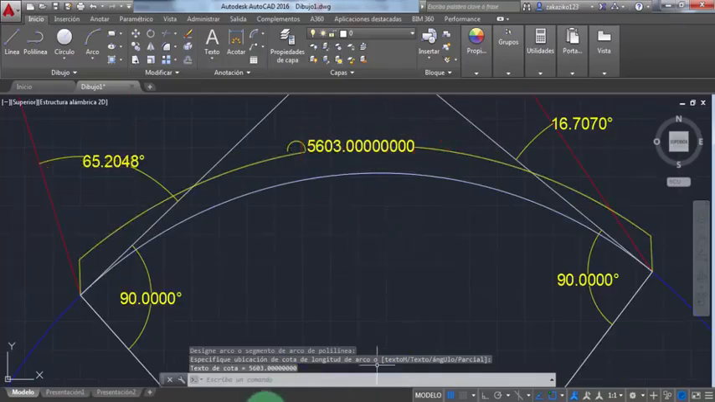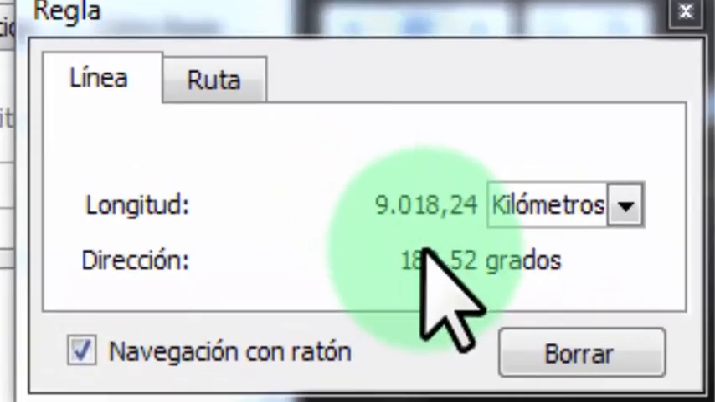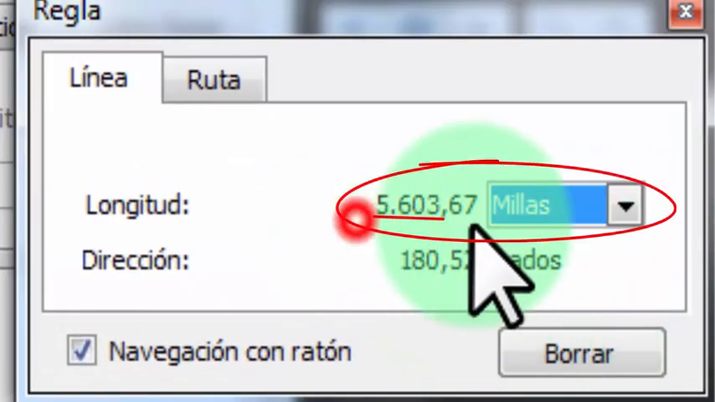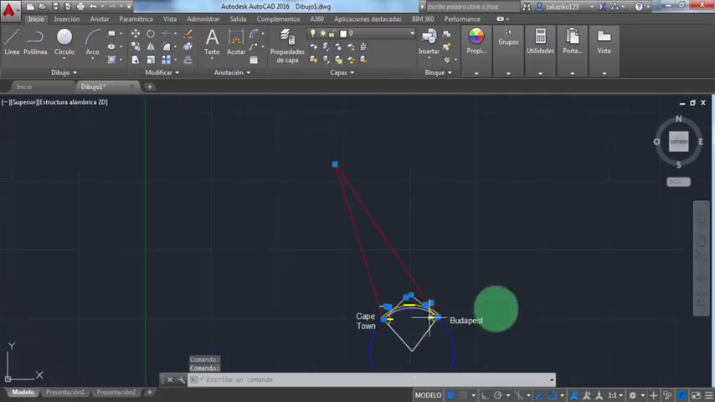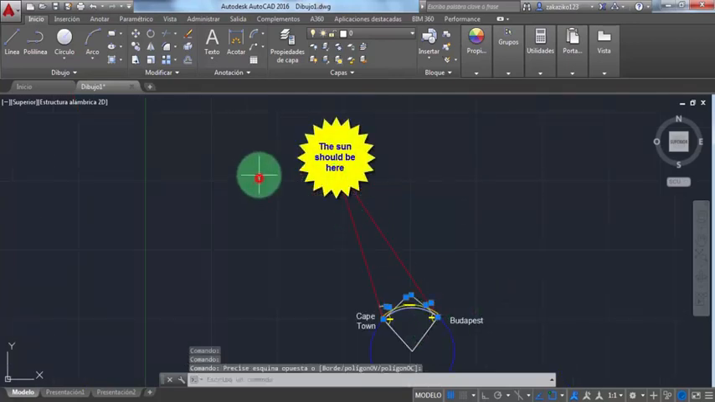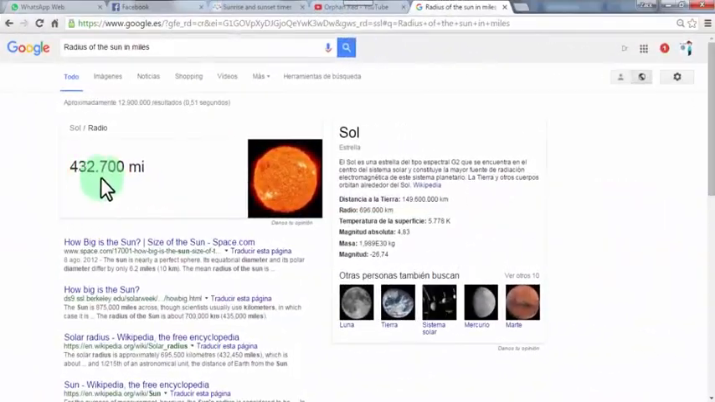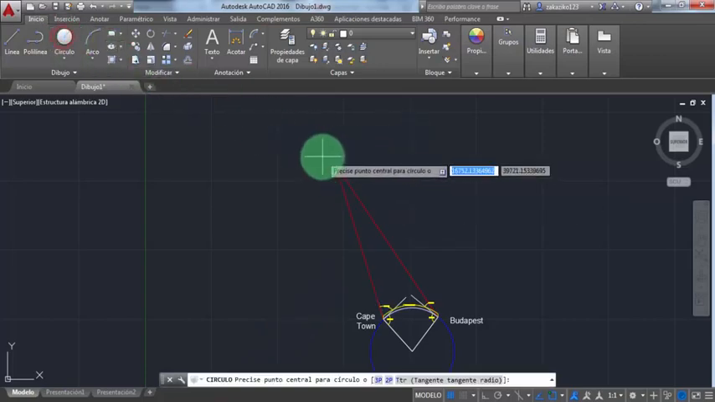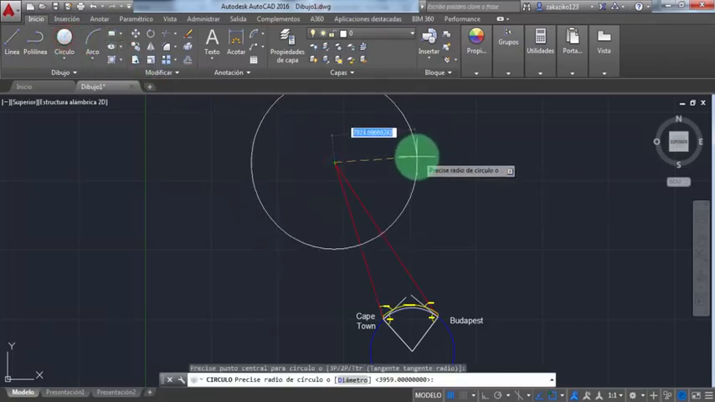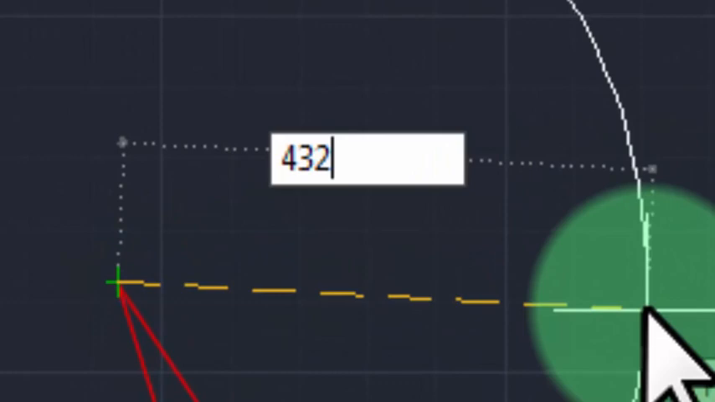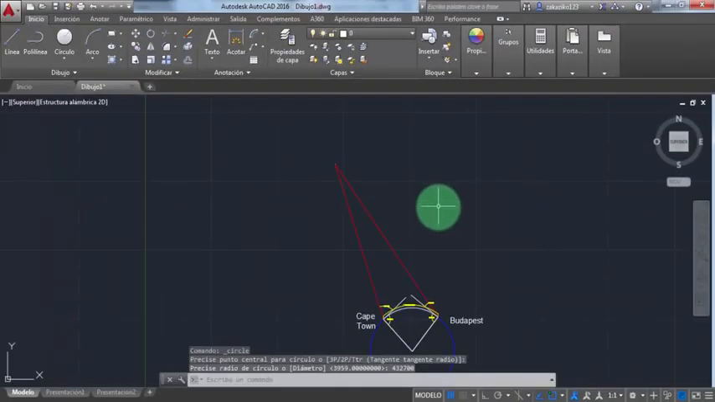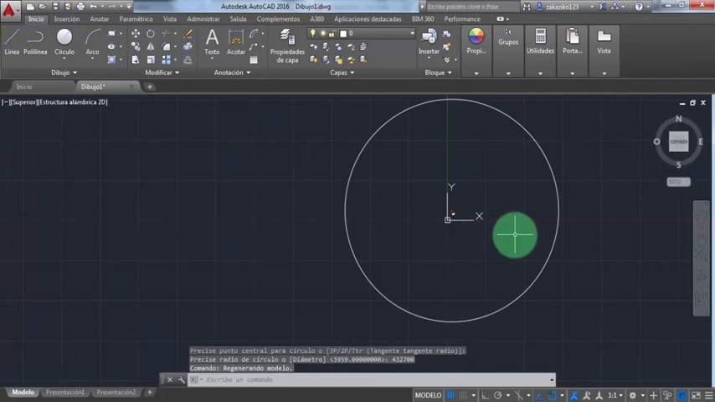So this is the distance we have in AutoCAD. Let's see if that is exactly the distance we got from Google Earth. It matches perfectly. Now let's see how far these lines are going to take us. It doesn't look so far. Before I measure the distance, I'd like to draw the sun too. So here is the radius of the sun. 432,700. Wow, that is huge.